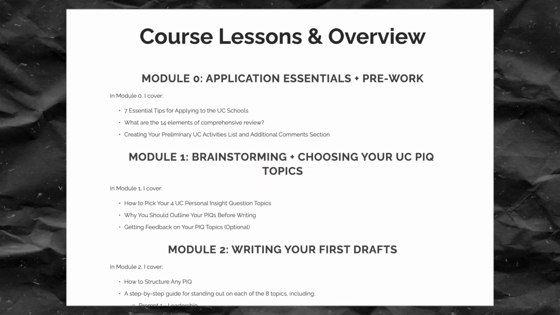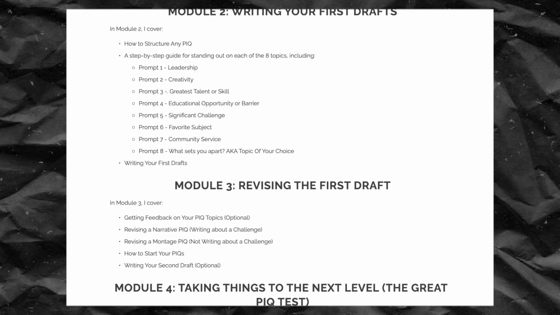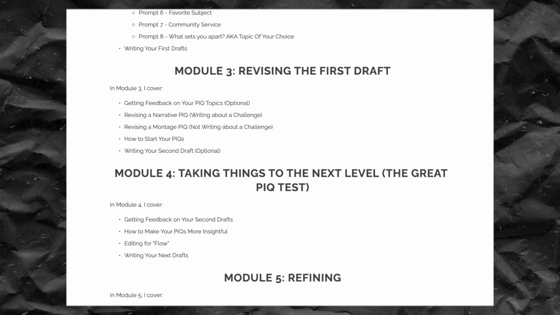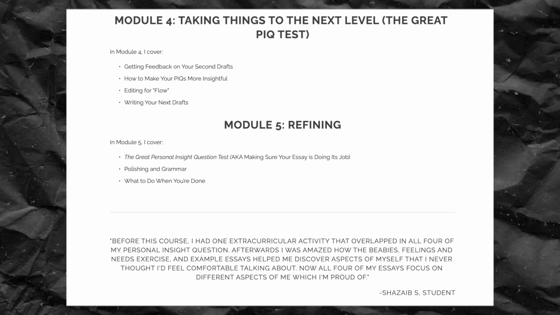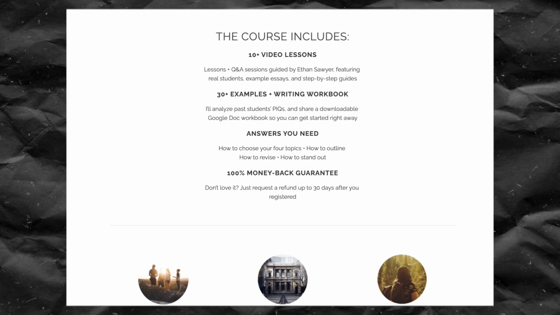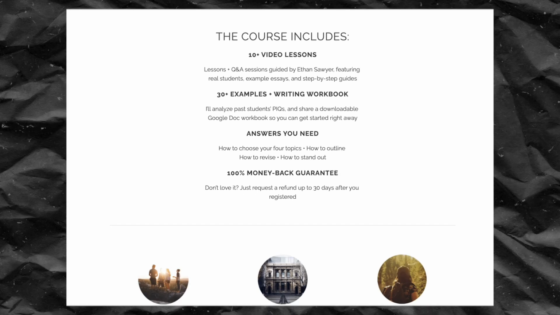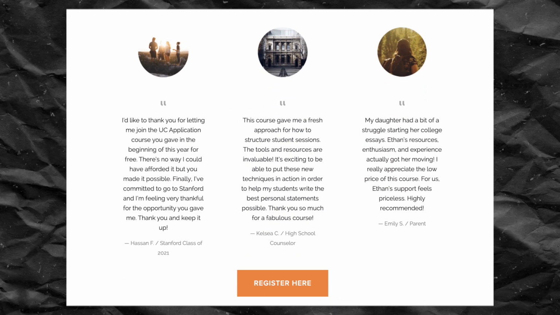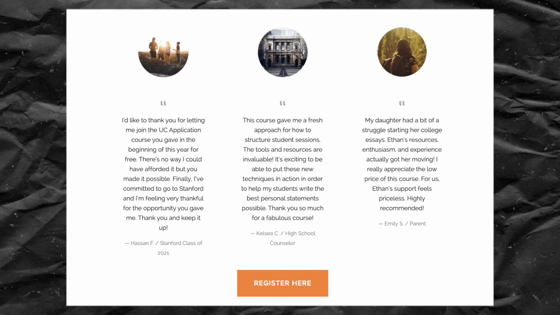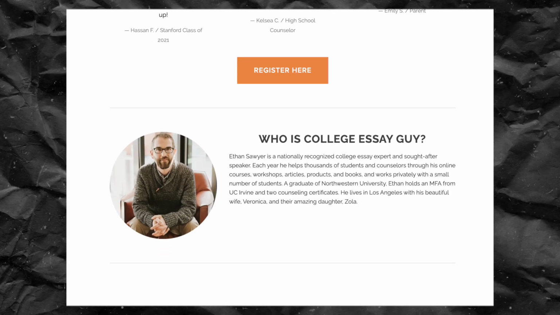So once you've written your drafts, how do you then revise? How do you get feedback on the drafts? Who should you ask? How do you make sure each part of it is really showing the best parts of who you are? How do you show insight, which is one of the most crucial parts of this application process? And finally, how do you know that your UC PIQs are actually doing the job, doing the thing that you said you wanted to be doing?